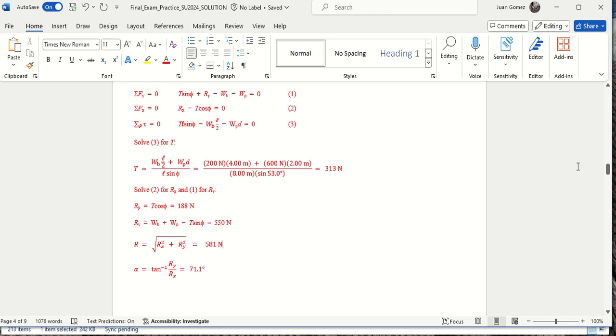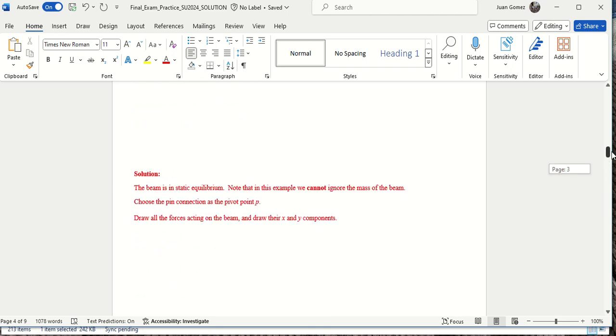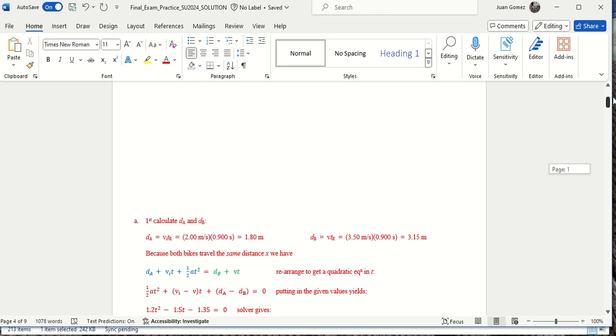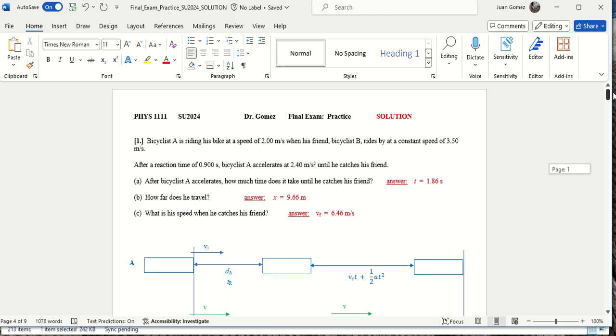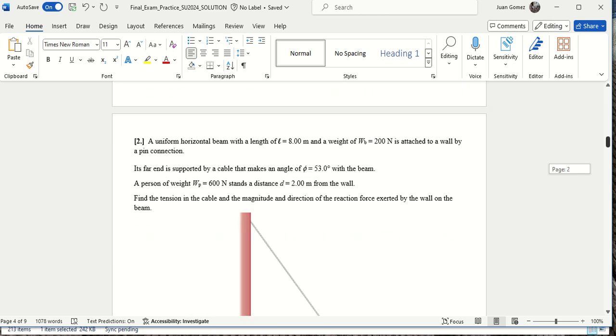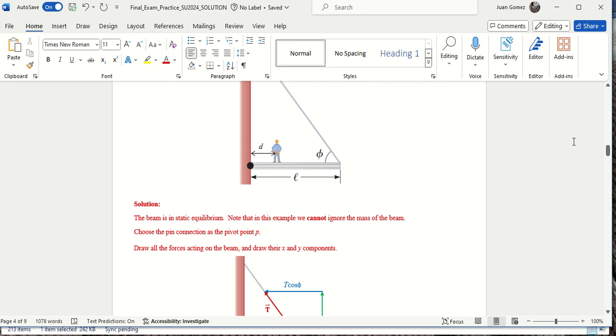So that's problems 1 and 2. On the final, problem 1 is going to be a head start problem, and problem 2 on the final will be a static equilibrium problem. Let me go ahead and save this video, and then I'll post another video. I might break it into more than one, but I'll post videos for problems 3 and 4.